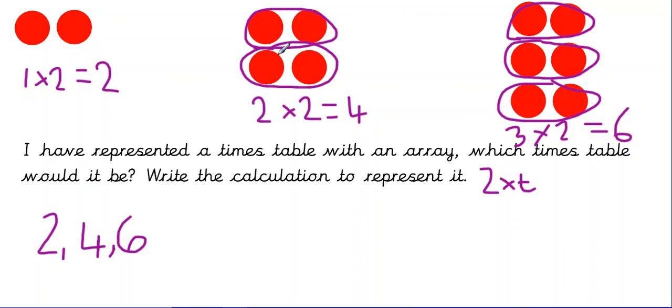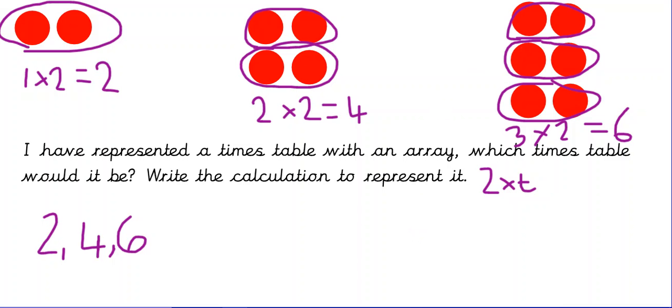Okay, so a quick tip for you, when you are looking at your arrays, if it asks you which times table has been represented, make sure you draw your groups the same way. So you either do your rows, which is what I've done here, or you do your columns. Don't mix and match. As you can see, I've made sure that I've done rows for each of my arrays. Okay, make sure you do too.